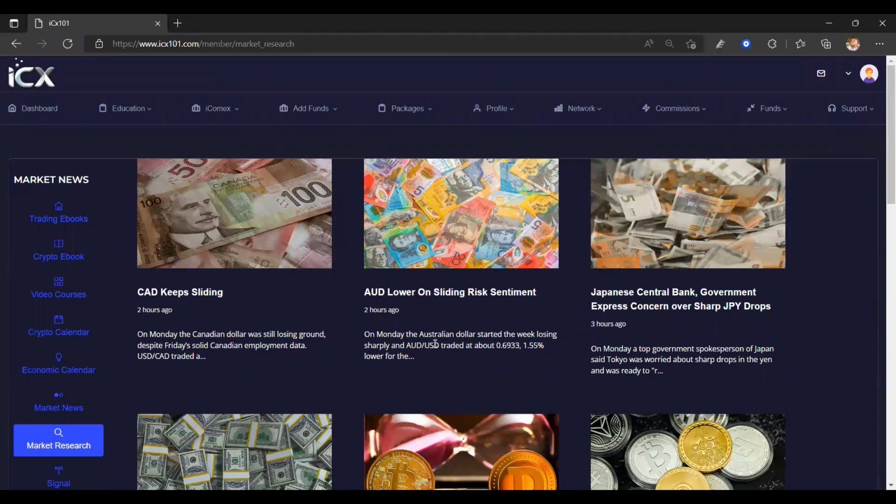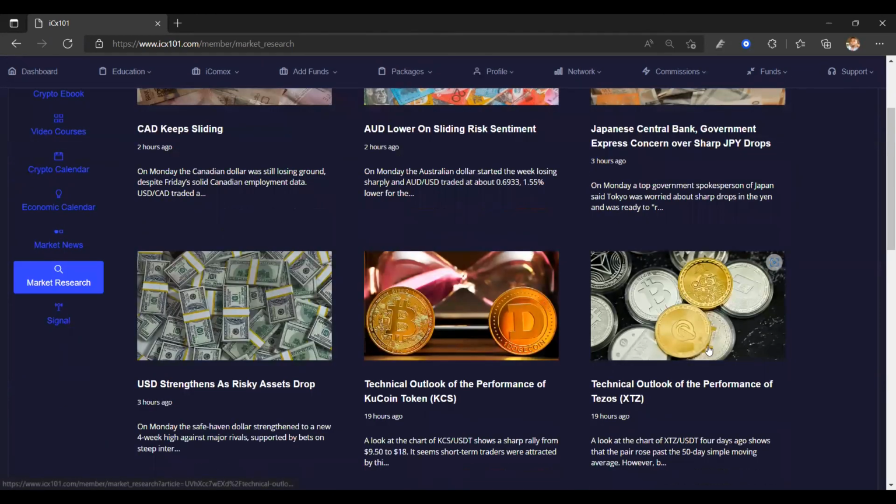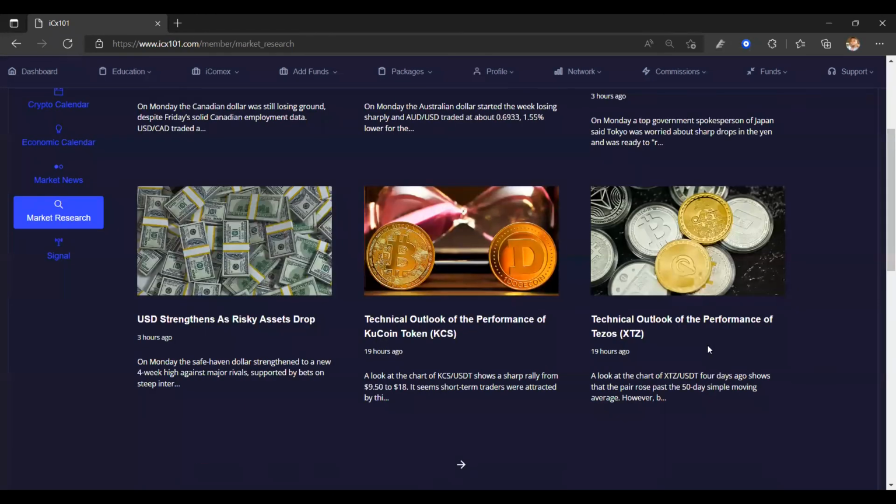Japanese central bank, government expressed concern over sharp JPY drops. Yes, so when we go to the trading, you realize that Japanese yen is weak, US dollar is just buying. So what effect can this particular news have on the market? You can read this information, then generate analysis from it. And these are what we call the market research. Okay, we have it for crypto as well.